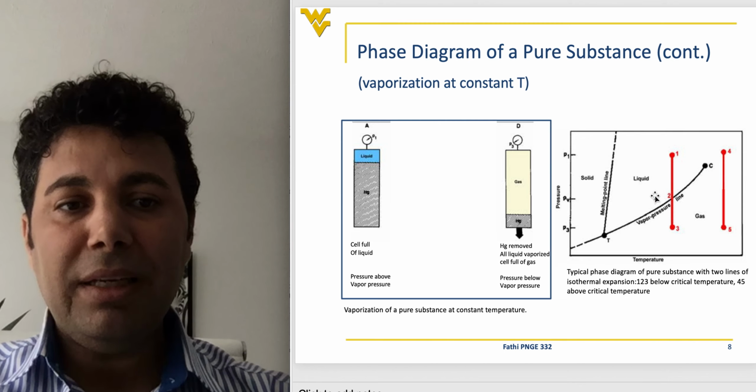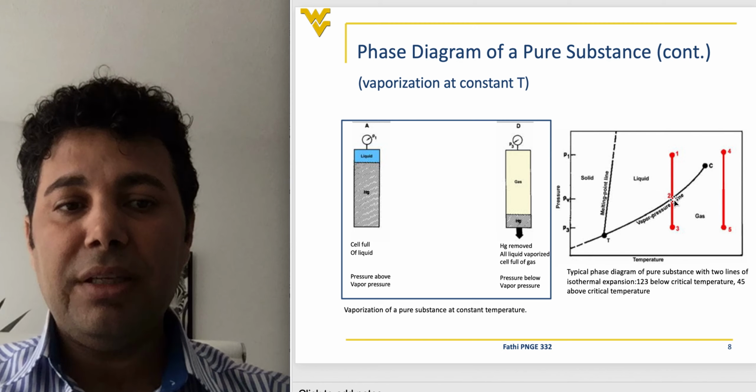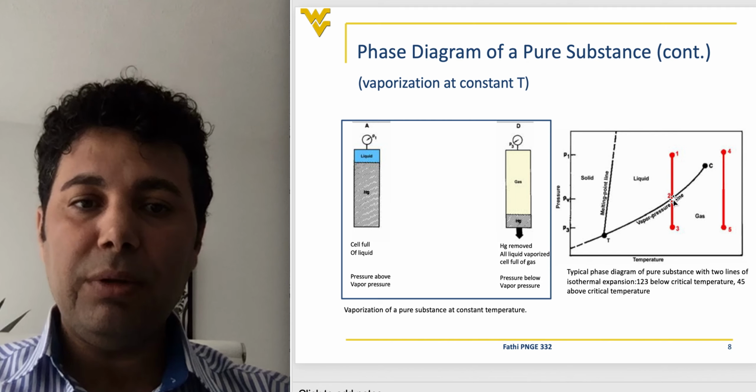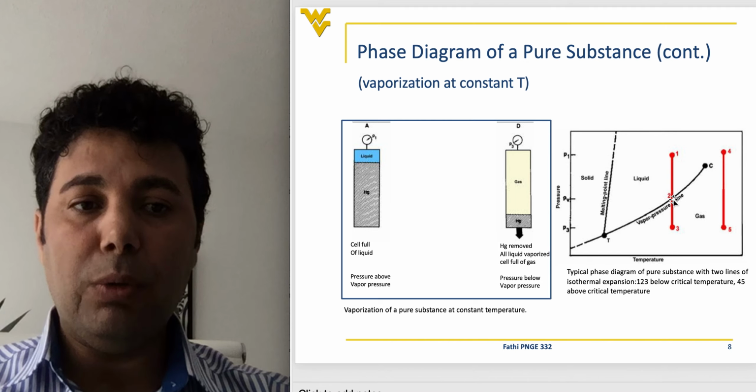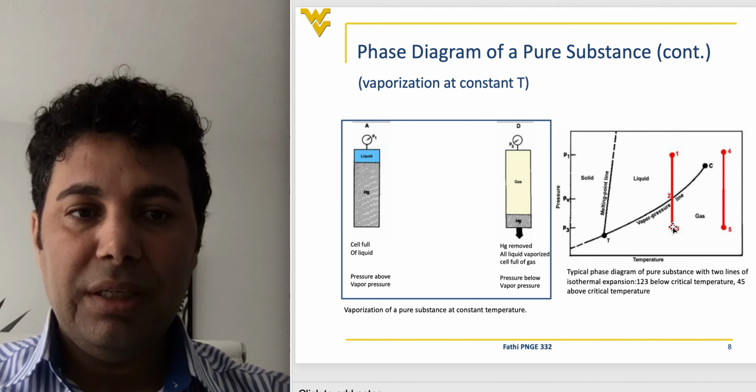And then if we continue removing mercury and expanding the liquid, more liquid converts to the gas while the pressure stays constant. This behavior continues till the last droplet of liquid goes to the gas phase. That's what we call dew point pressure. And after that, the whole system goes to the gas phase.